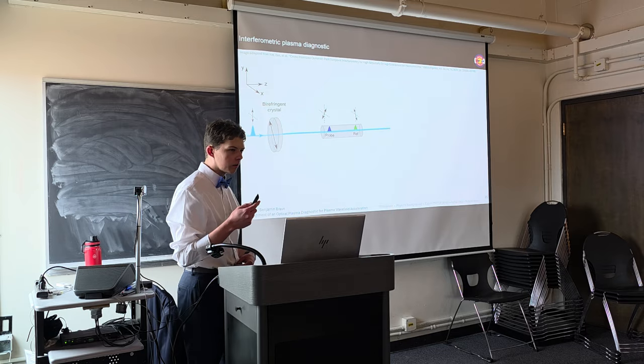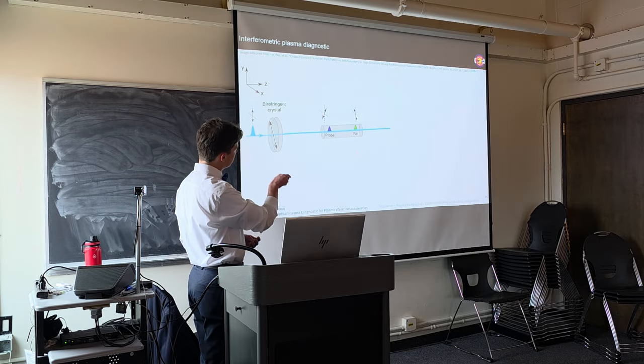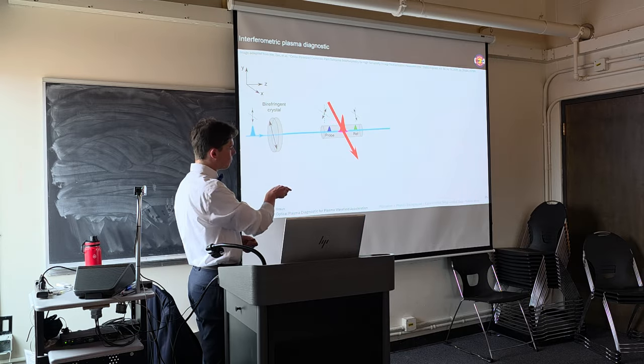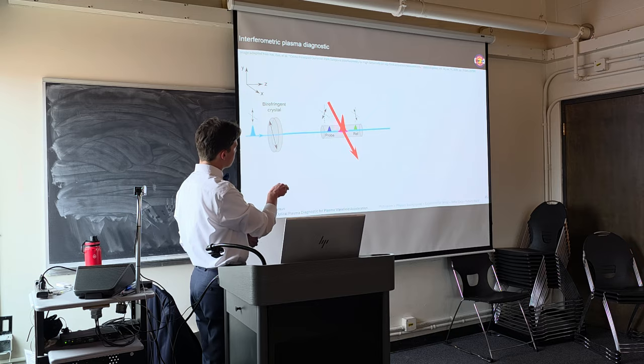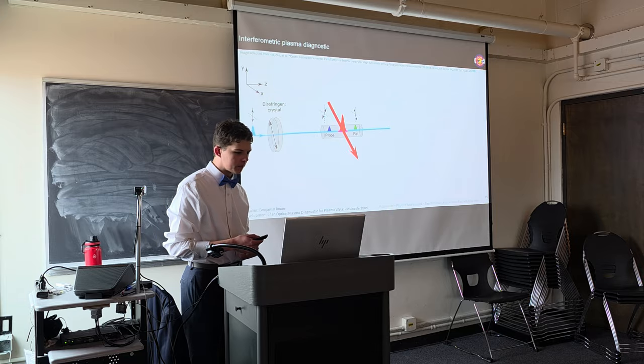Now, since our plasma is ionized by a laser, we can time our laser to ionize the plasma right between the reference and the probe pulse. This means that the reference pulse passes through our chamber before there's any plasma, and then the probe pulse passes through the plasma and experiences a slight phase delay.